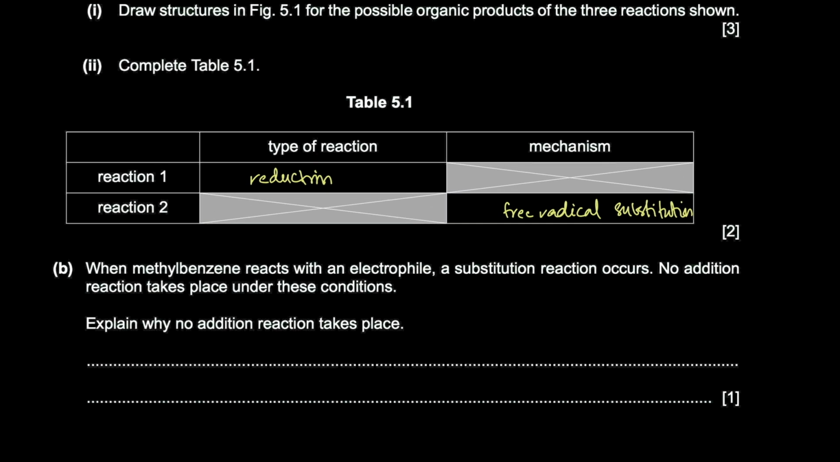When methylbenzene reacts with an electrophile, a substitution reaction occurs. No addition reaction takes place under these conditions. Explain why no addition reaction takes place. Now, the key thing to remember is that benzene, just like alkenes, is unsaturated. However, in benzene, the electrons are delocalized in this delocalized pi bond. So because they're delocalized, the electrons are occupying a larger space. There's lesser repulsion, so the electrons are more stable. They're happier being in this pi bond because they have much more space than they do in this pi bond.